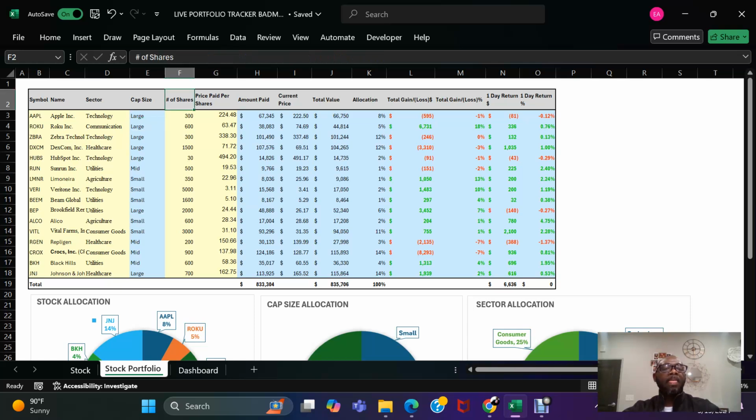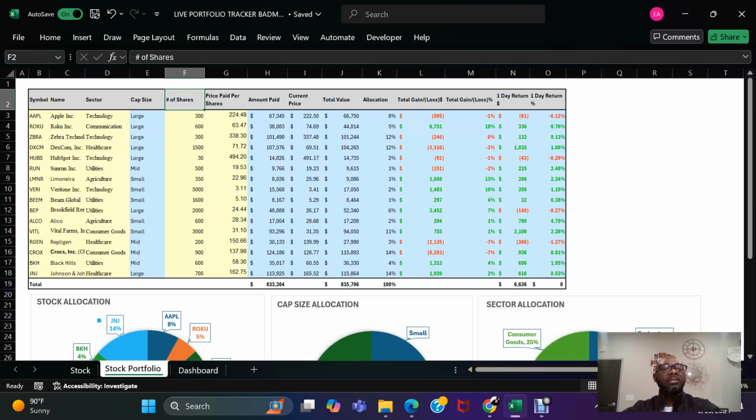The number of shares were randomly selected, and I did that myself. Then the price we paid for each of these shares was calculated as a 30 days average. The 30 days average was what we chose to determine the price we paid for each of these shares. Then the amount paid is simply the price paid times the number of shares, and that gives us the amount paid.